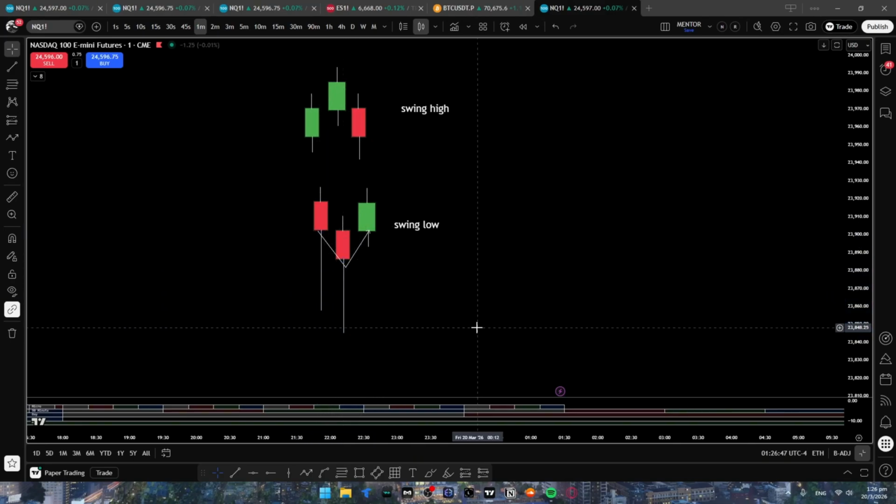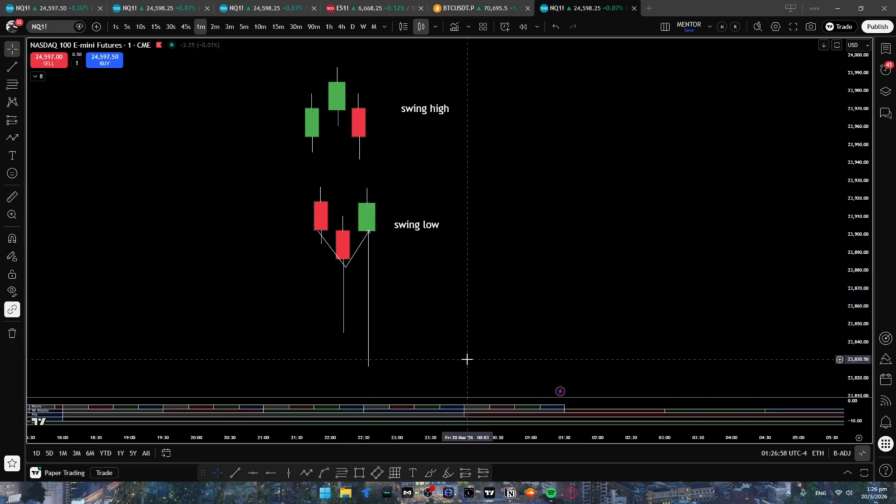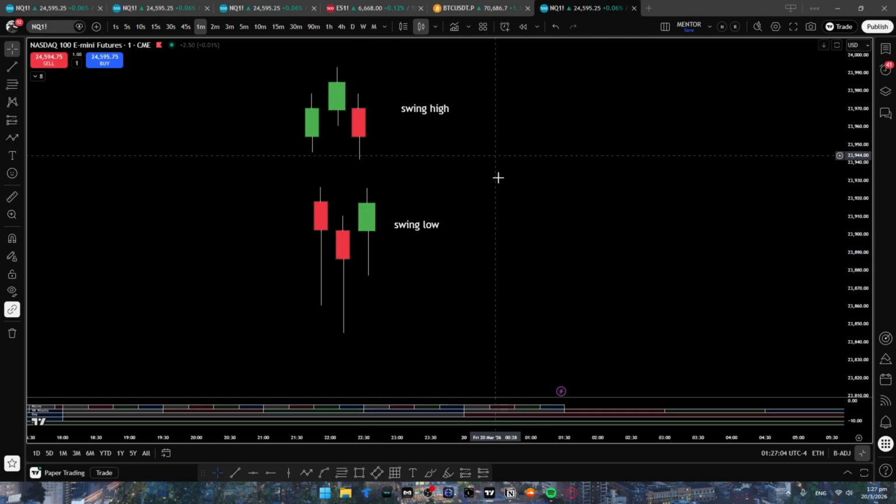Is this swing low? Yes, it is swing low. But is it ugly? Of course it is. This is swing low. This is swing low. This is not swing low. That's basically what swing low is. It's just a triangle, no matter how you do it.